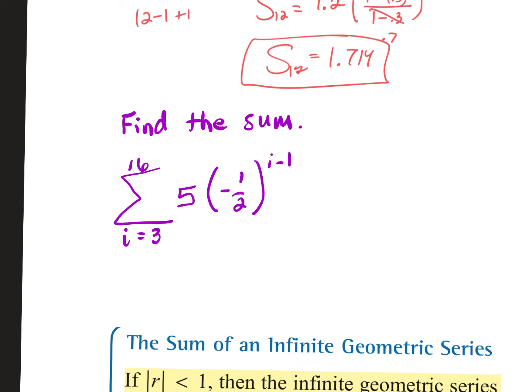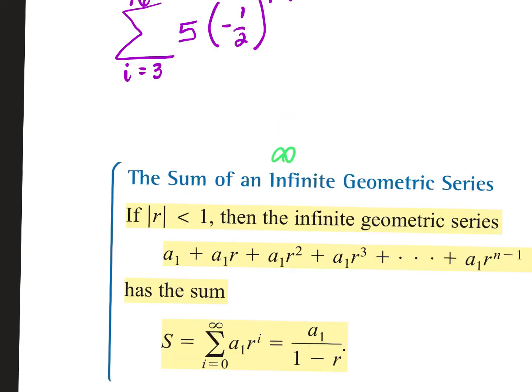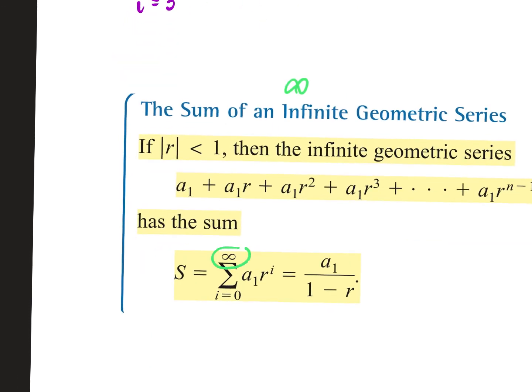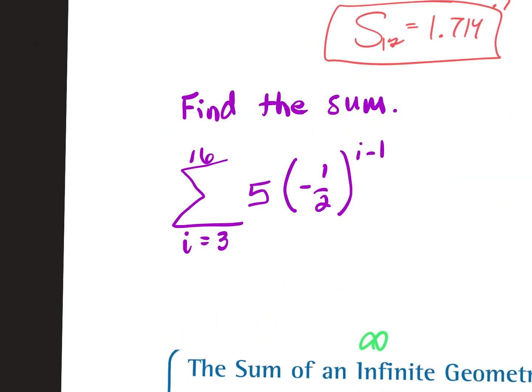Now, some of you are going to say, how do I know? It says find the sum. How do I know if it's infinite or finite? What does infinite mean? Goes on forever. What's the symbol that says this goes on forever? Infinity, right? In an infinite sequence or series, you'll have the infinity sign on it. So you know that this is finite. You know that this has a beginning and this has an ending. You can see it begins with 3, it ends with 16.